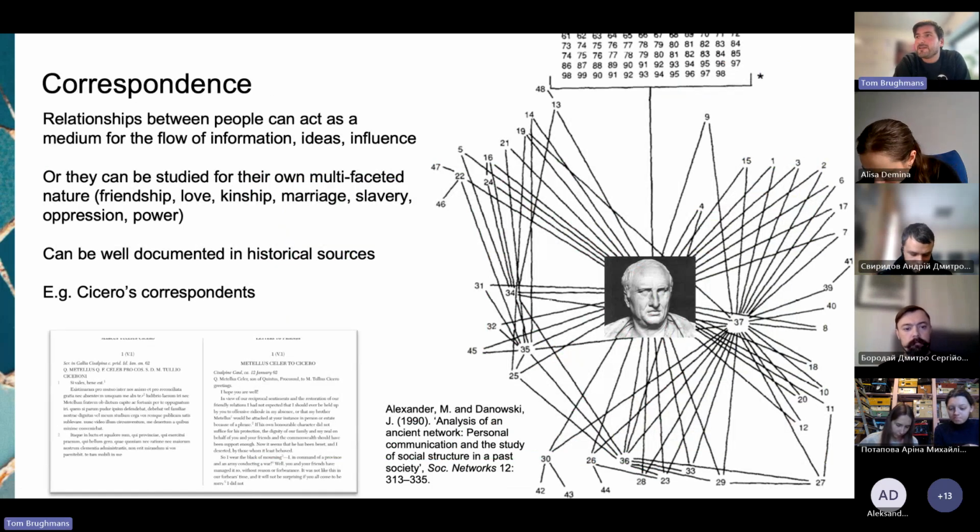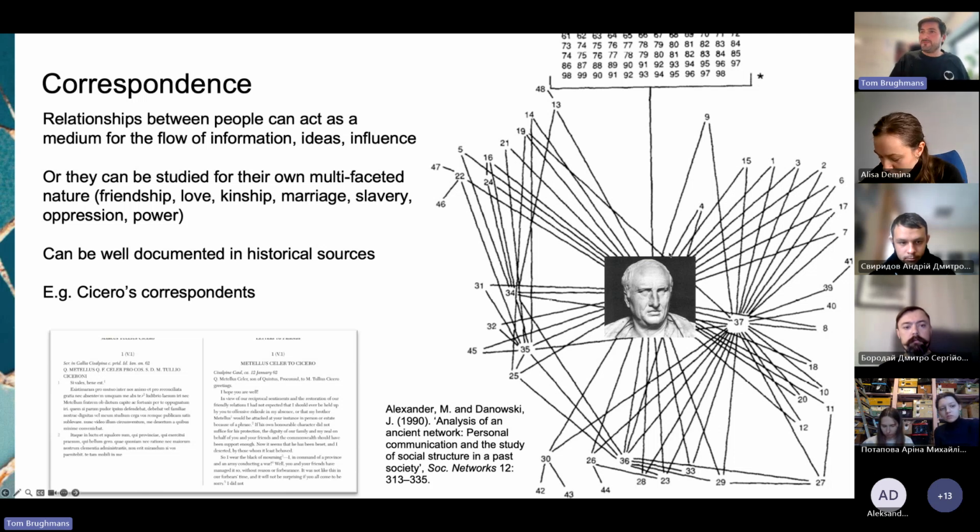Okay, this guy in the center here is Cicero. I'm showing him because actually one of the earliest examples of network research applied in classics was on this corpus of letters written and received by Cicero. And it was published in 1990 in a journal called Social Networks.